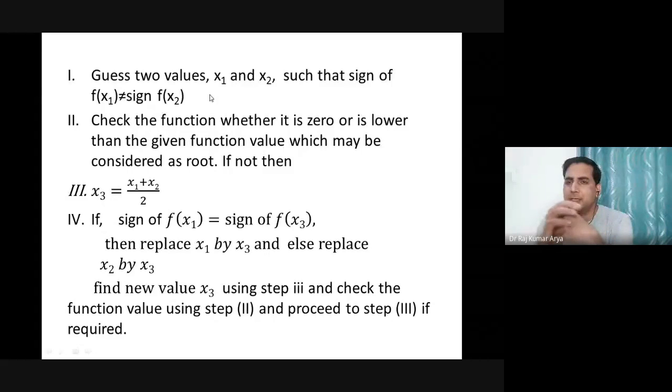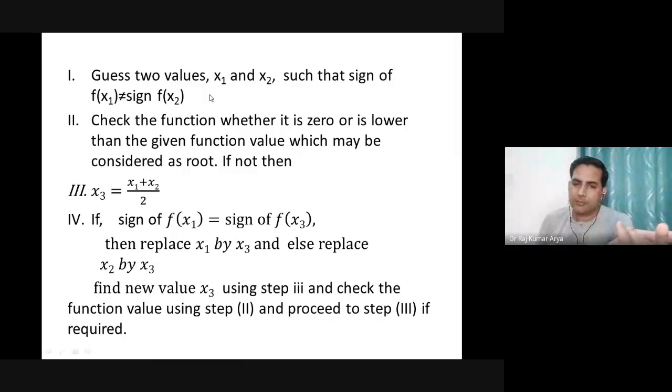So once you have fixed that this function value can be treated as a root, and you have taken a guess, first you calculate the function value at that point. By chance, if luckily your function value satisfies it, it means your calculation is over. You need not proceed further. This is the first and foremost rule. You have guessed some value, check your function value. If it is satisfying your criteria, that is one of the roots.